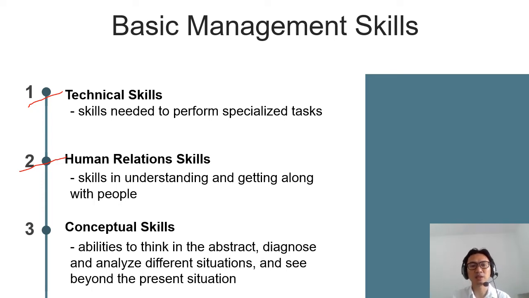Effective managers have good human relation skills, and this skill enables them to understand and get along with other people. A manager with very low or poor human relation skills may have trouble getting along with their employees and subordinates. They also have trouble discussing and building relationships with other departments. If a manager has poor human relation skills, they don't understand people and cannot get along with people.